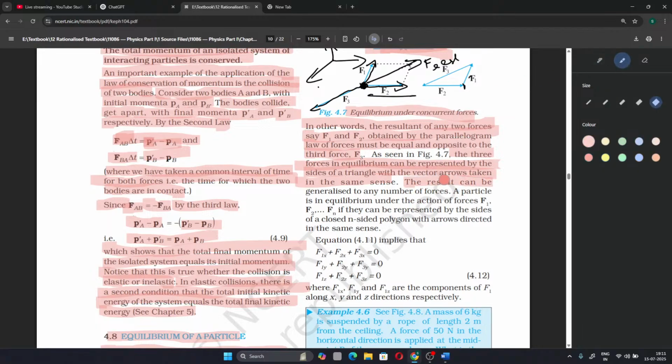The result can be generalized to any number of forces. This result is true even if we take n number of forces. A particle is in equilibrium under the action of forces F1, F2 to Fn, any number of forces, if they can be represented by the sides of a closed n-sided polygon with arrows directed in the same sense.